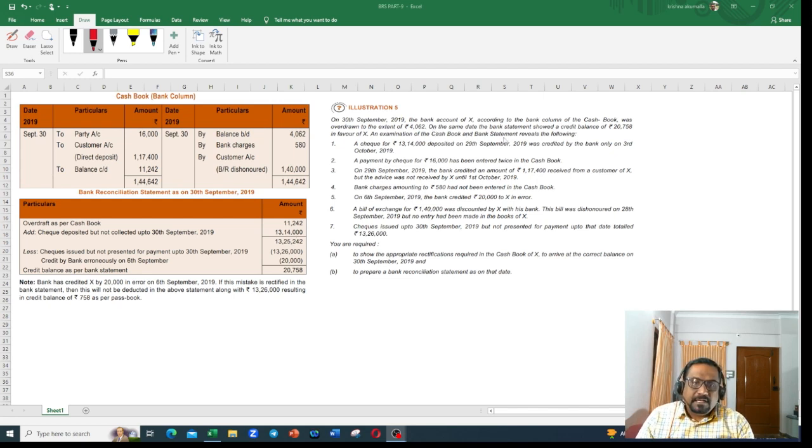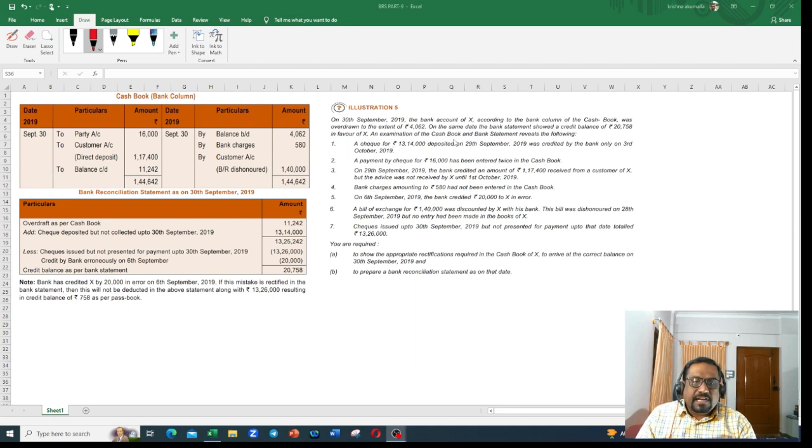On the same date, the bank statement showed a credit balance of 20,750. The overdraft balance is as per cash book, but 20,750 is a credit balance, that means a favorable balance. So, as per cash book, it is an unfavorable balance. As per passbook, it is a favorable balance. That is what it is showing.